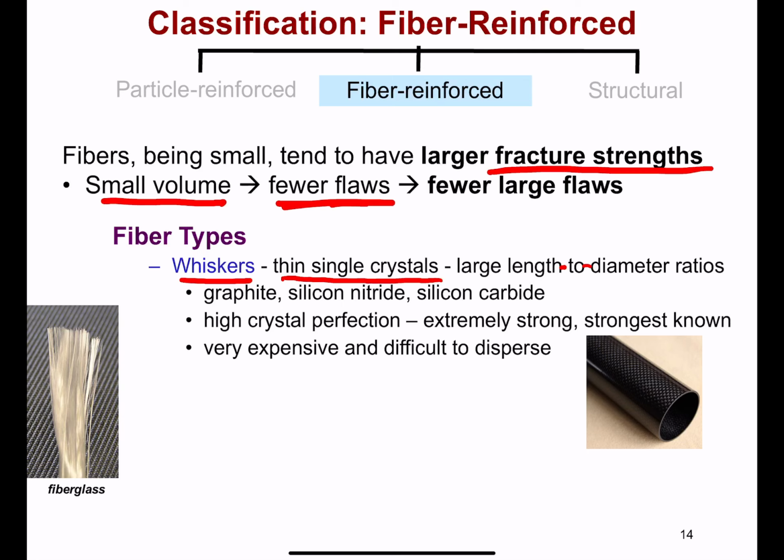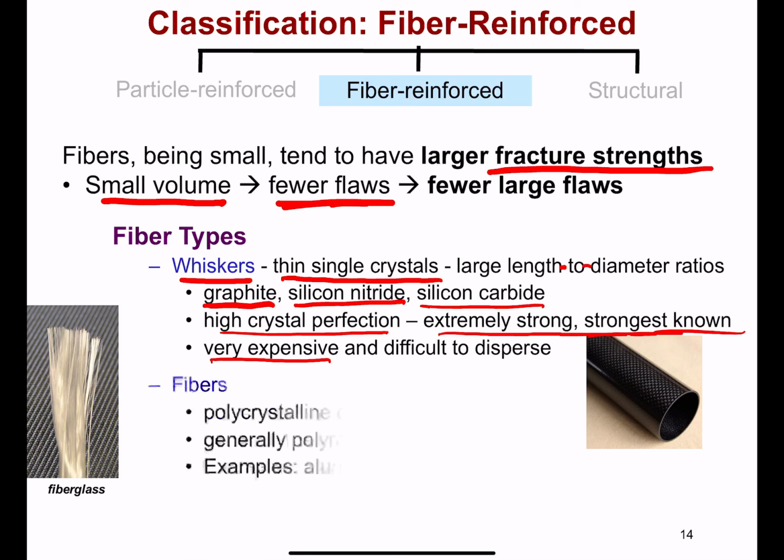And whiskers can be made by various materials such as graphite, which again would be crystallized forms of sp2 bonded carbon, silicon nitride, or even silicon carbide. These crystals are very high in perfection, and so there's going to be maximum strength properties because of this. And the downside, however, is because of their high perfection and lack of flaws and things like that, they're often going to be very expensive and can be difficult to disperse given their large length to diameter ratio.